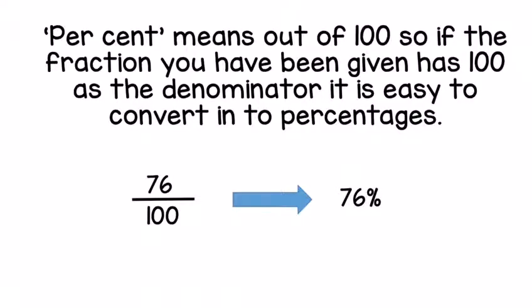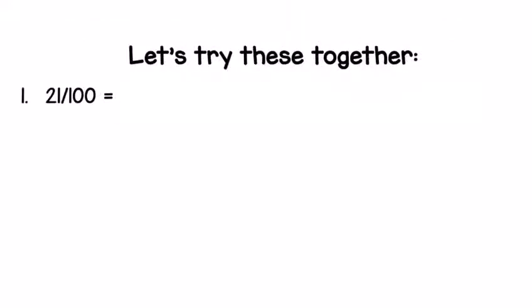So the example here is 76 hundredths. So if the bottom number, the denominator, is 100, to turn it into a percentage, the top number, the numerator, you just take that number and that's what percentage it is. So in this example, the bottom number is 100, the top number is 76, that means it is equal to 76%. Let's work through some examples together.